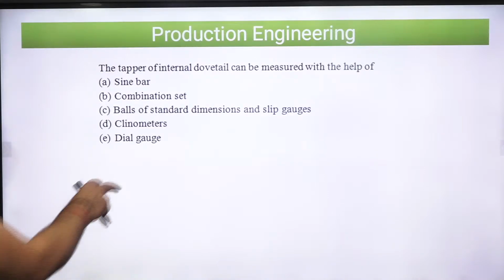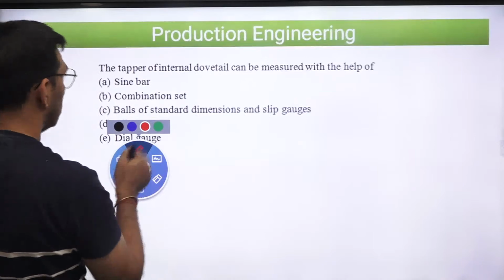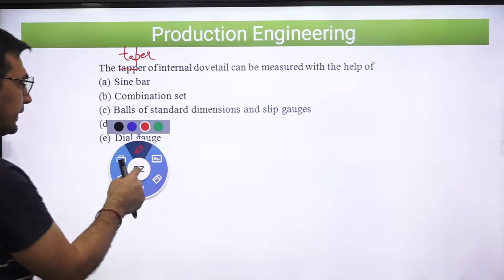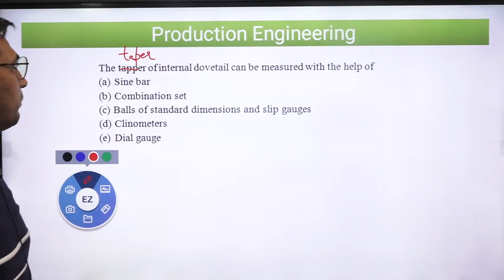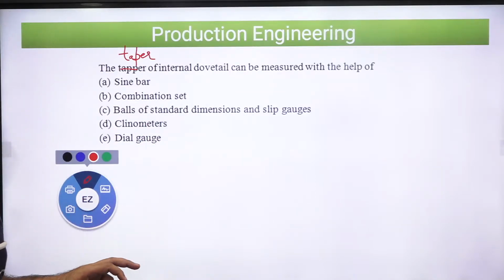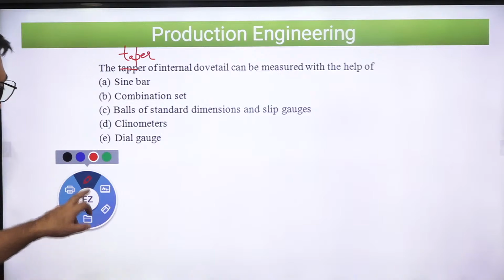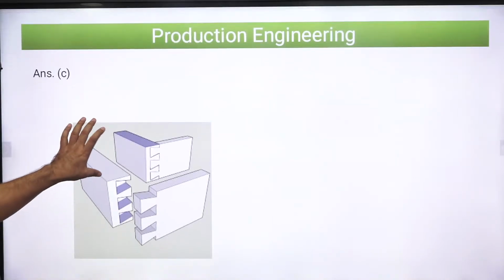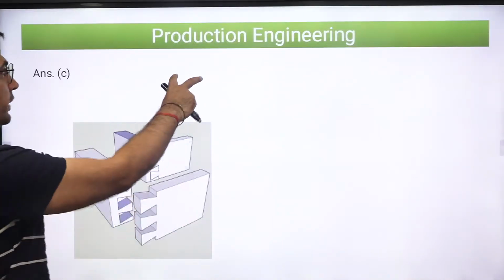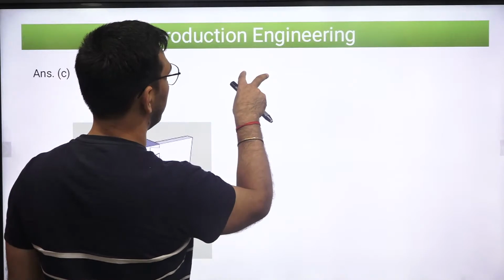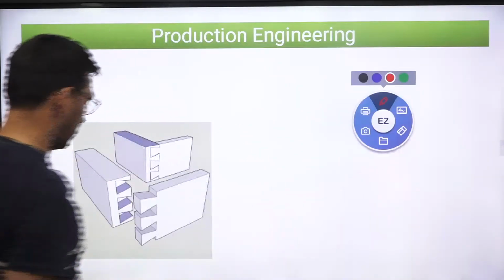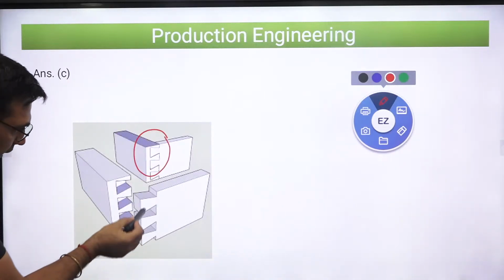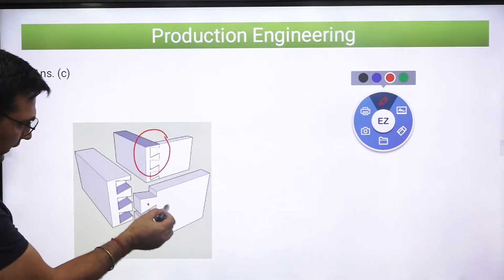So this is not taper, this is a taper. Of internal dovetail can be measured with the help of. So for that you need to have an idea of internal dovetail. You must have seen this joint in wood, or you may have seen it in the slides also, in machine tool slides, for example lathe also. So this is a structure. For example, when this kind of joint is made, suppose in wood you made it like this, very simple, we call this an internal dovetail.